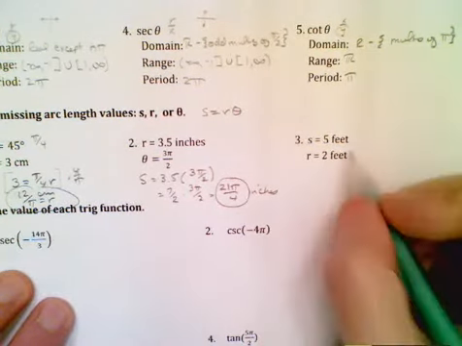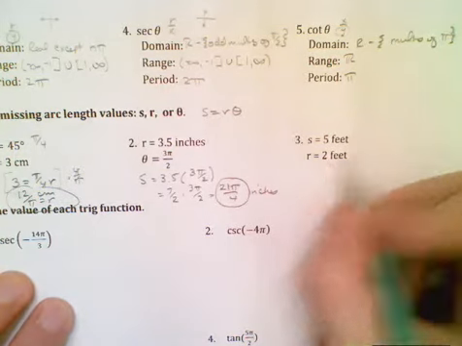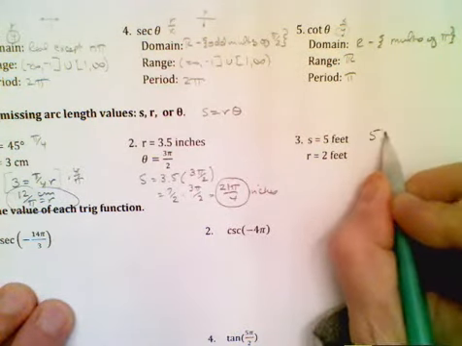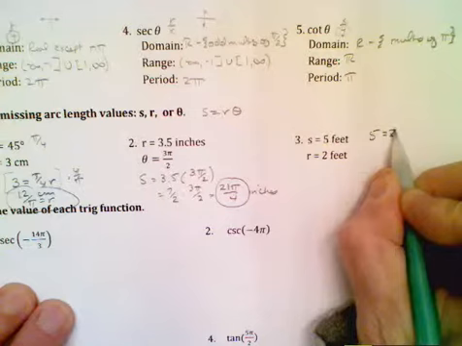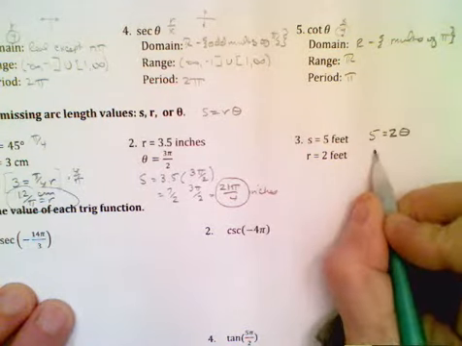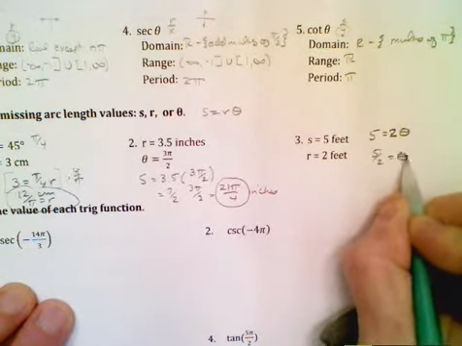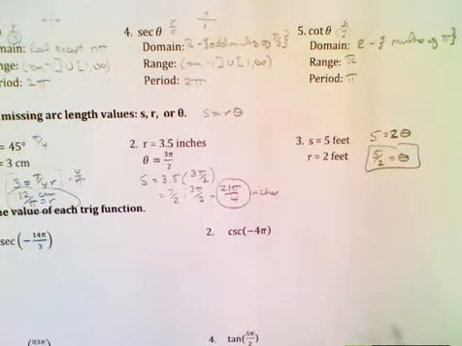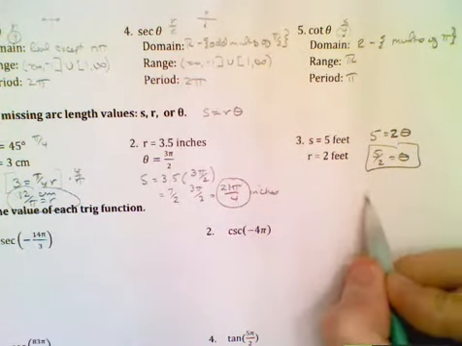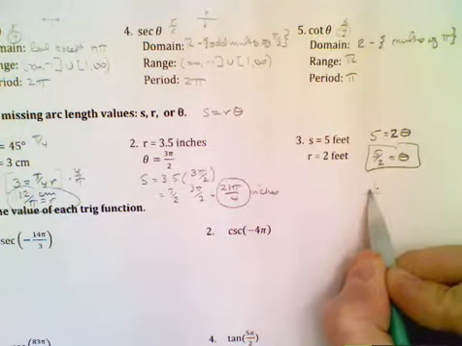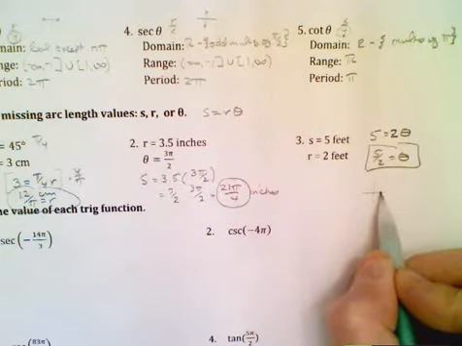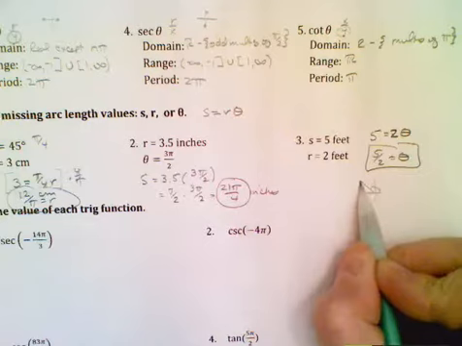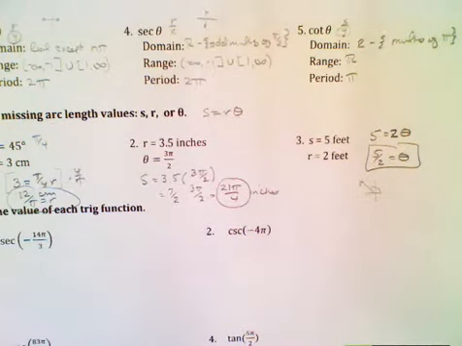And then 3, given S and R, and you have to find theta. So S equals R times theta. So all I need to do is divide by 2. So 5/2 of a radian, so 2.5 radians. And think about that. Where's 2.5 radians? Well, 3.14 radians is over here, so 2.5 radians is somewhere in that quadrant. That's what that means. But that is a radian measure.